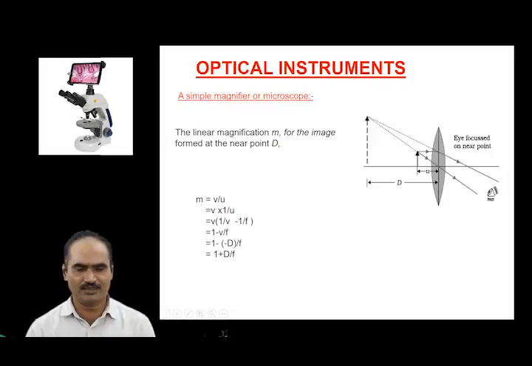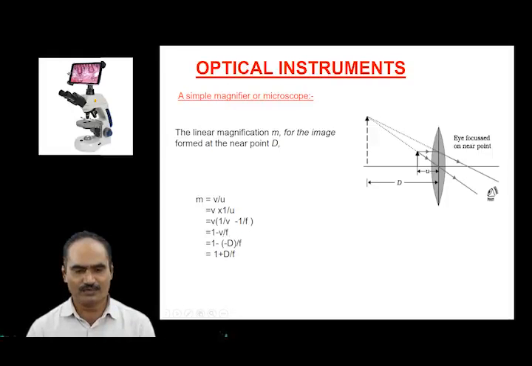Here you can see magnification, and we know that m is equal to v by u. In the previous discussion of lenses, we have noted that. So magnification is equal to v by u. Then v is equal to 1 by u. Then 1 by v minus 1 by u can be written as 1 by f.